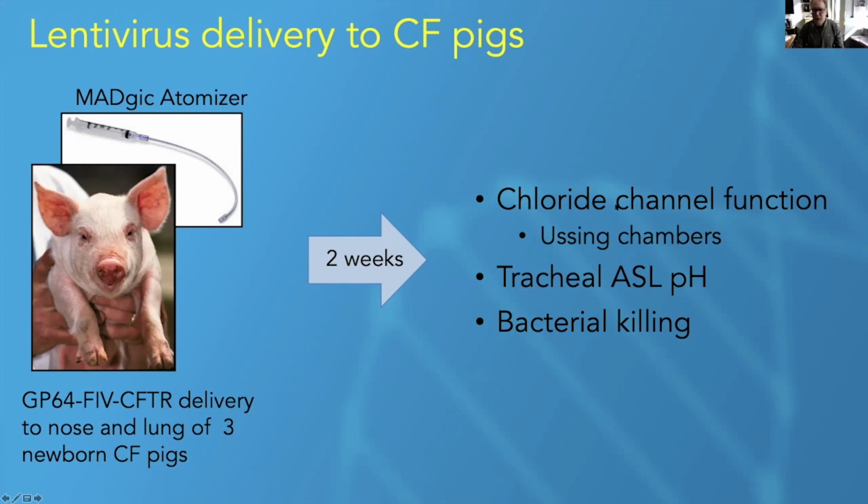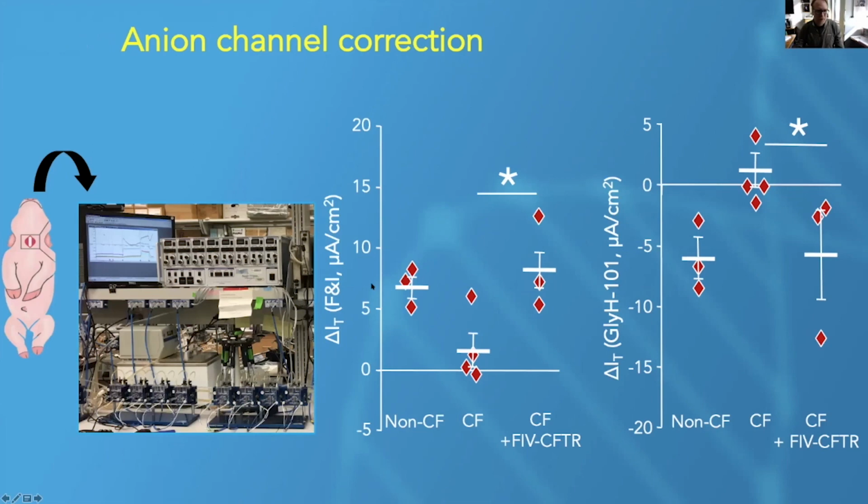Just for consistency's sake, I'll talk about the Ussing chamber data, the ASL pH, and the bacterial killing again. So again, an explant was taken directly from the trachea and put on the Ussing chambers. Non-CF, you get a response to forskolin and IBMX of about 7 microamps. In CF, it's much lower, closer to 0. In the pigs that received the FIV CFTR, we saw restoration of the response to forskolin. It's similar with GlyH. You see a downward deflection with the channel blocker GlyH. The non-CF is about -7. CF is about 0. And the pigs that received vector looked very similar to the non-CF controls.